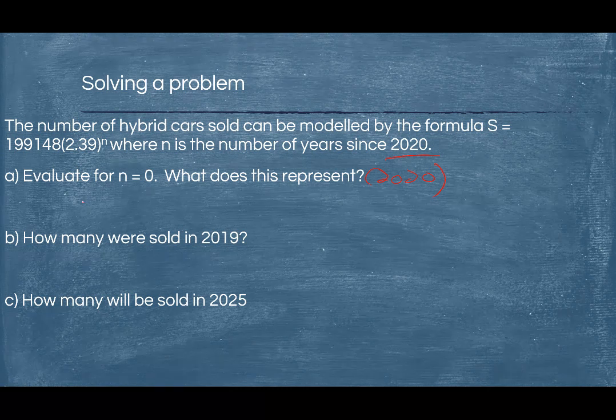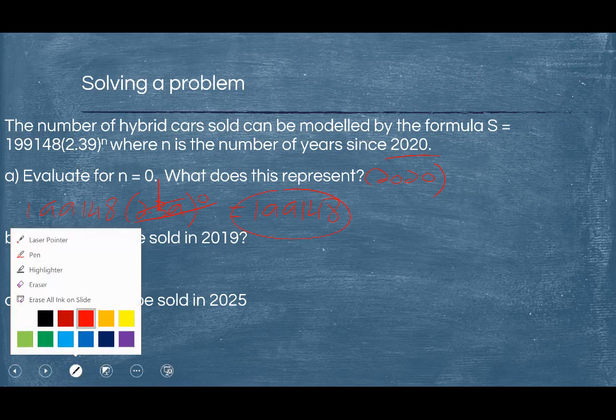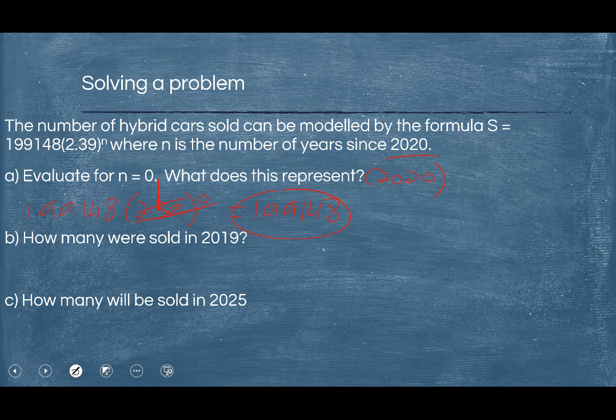If we put a 0 in for n, we go 199,148 times 2.39 to the power of 0. 0 is going to actually eliminate this term because anything to the power of 0 is equal to 1. So it's going to equal 199,148, and that's going to be the answer. Again, I don't like my red pen, so I'm going to switch it to black. There we go.